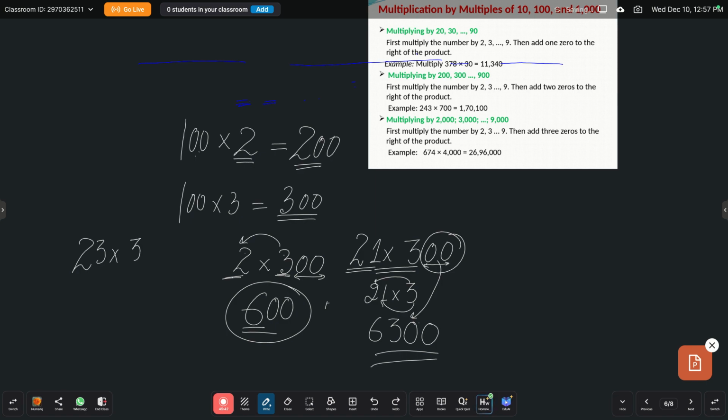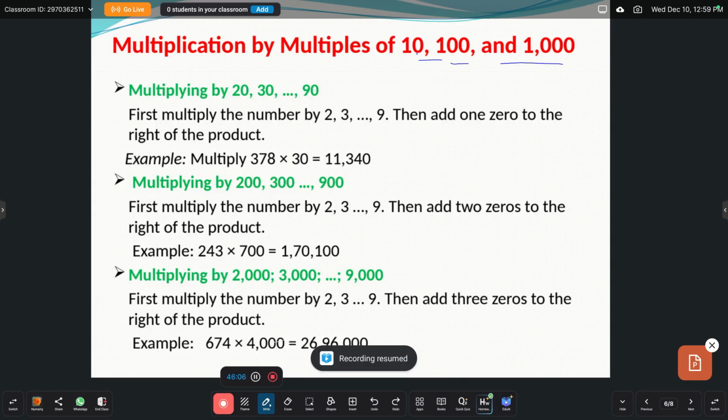And I will multiply it by 300 again. Or let's multiply it by 200. Okay, so I will first multiply this 23 by 2. What is 3 twos? 6, and 2 twos are 4. Yes. How many zeros here? 2. So I will write down these two zeros here. Is it clear, beta?